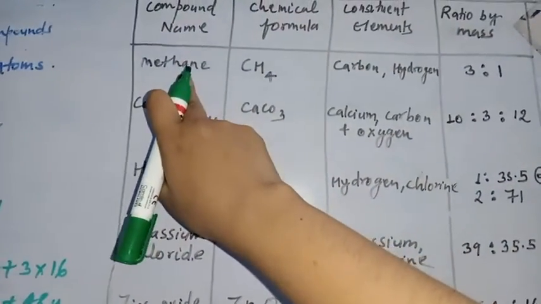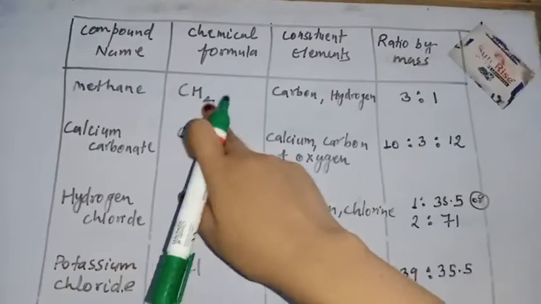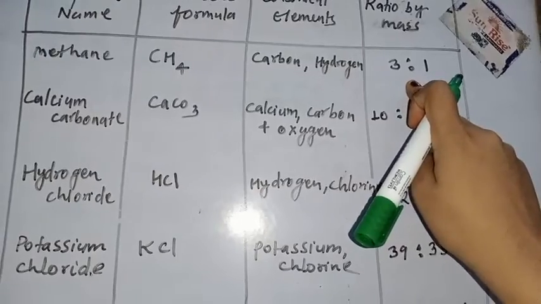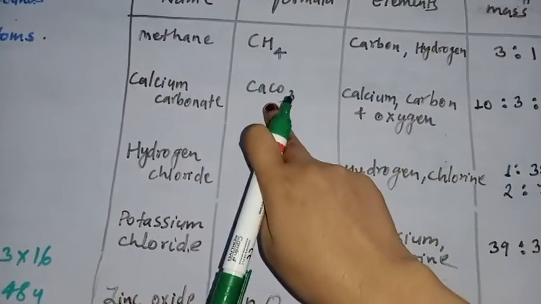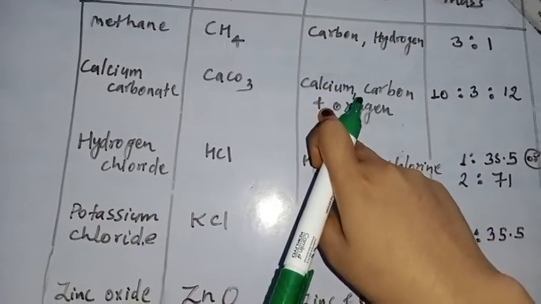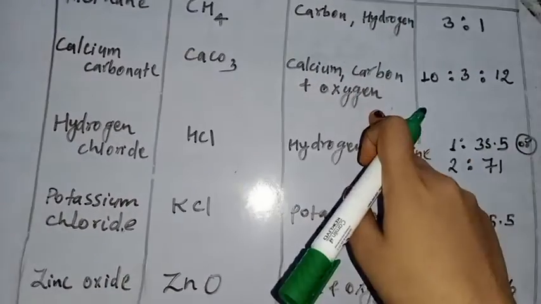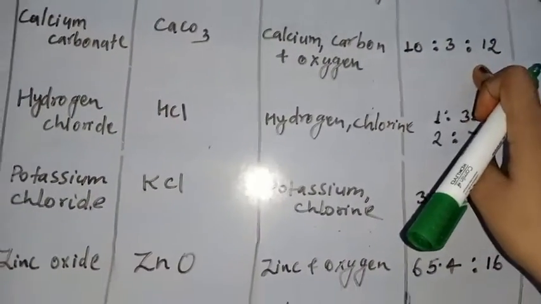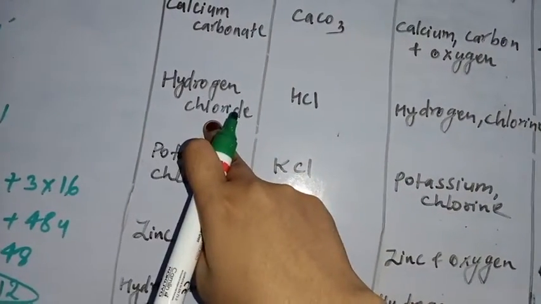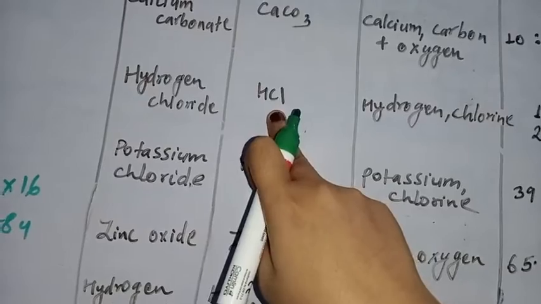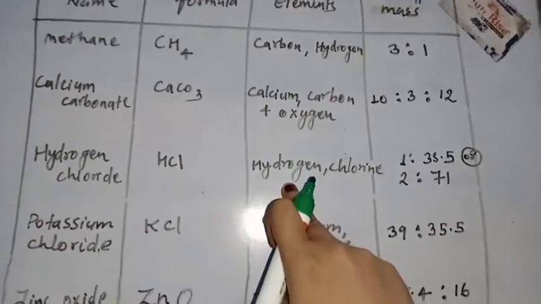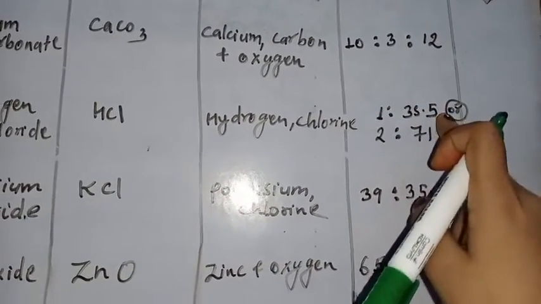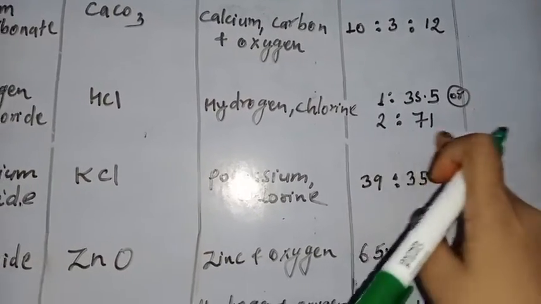So methane, we got the chemical formula CH4. Combining elements are carbon and hydrogen, and the ratio by mass we got is 3:1. Then calcium carbonate chemical formula is CaCO3, and combining elements are calcium, carbon and oxygen, in the ratio of 10:3:12 by mass. Then hydrogen chloride or hydrochloric acid, chemical formula HCl, and combining elements are hydrogen and chlorine, in the ratio of either 1:35.5 or 2:71 in whole numbers by mass.